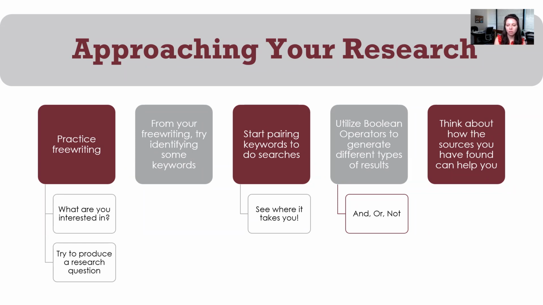Then you're going to utilize Boolean operators to generate different types of results. Again, that's and, or, and not. And then think about how the sources you have found can help you answer that research question that you originally generated.